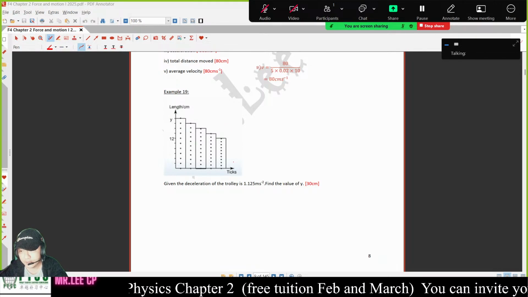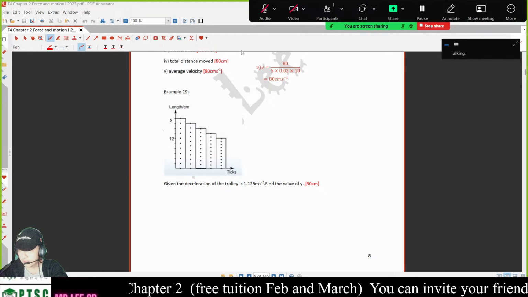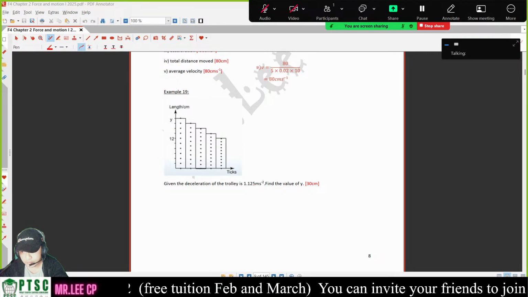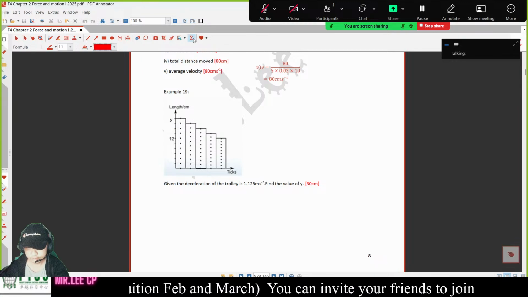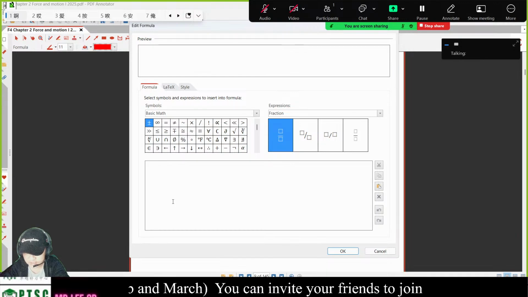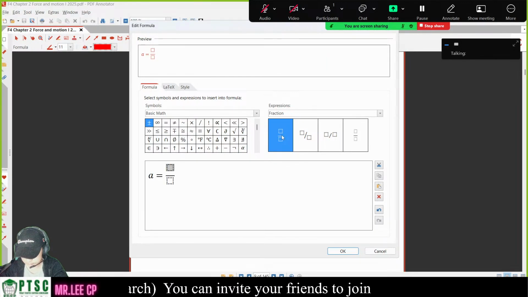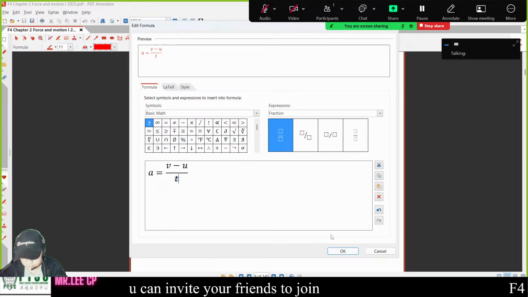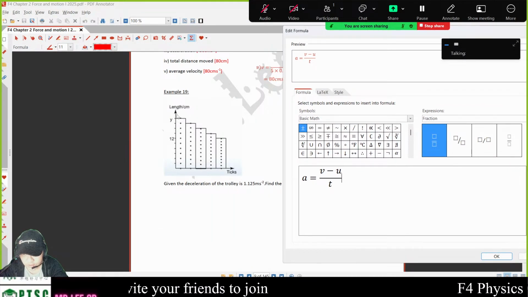All right. So now I am going to do this question before we go to the linear motion formula. Given the deceleration of the trolley is 1.125 ms^-2, find the value of y. So how to find the y? We know that the formula is a = (v - u) / t.